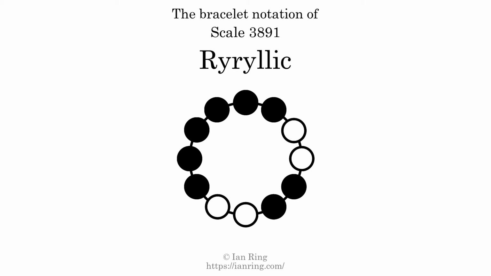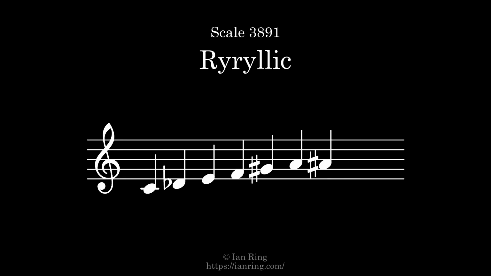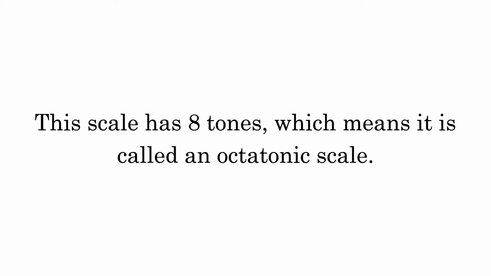Today we will talk about scale 3891, Ryryllic, which sounds like this. This scale has 8 tones, which means it is called an octatonic scale.